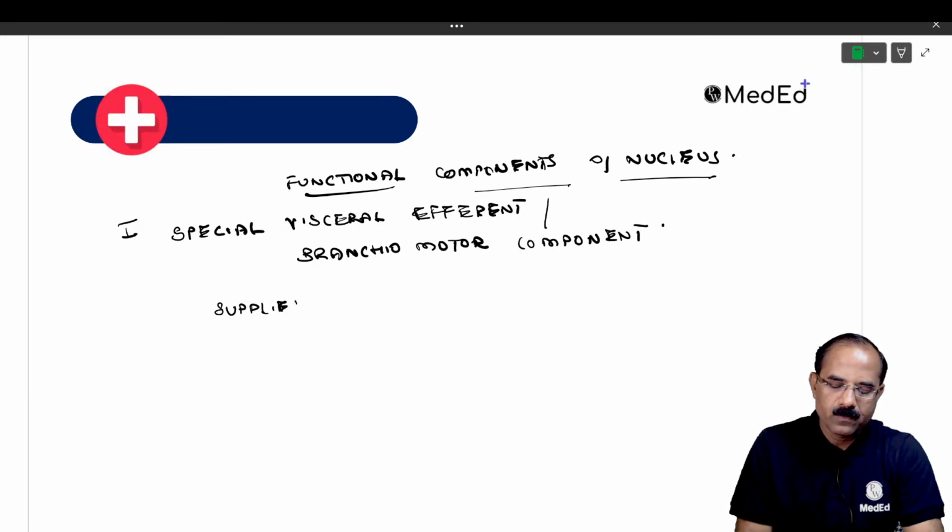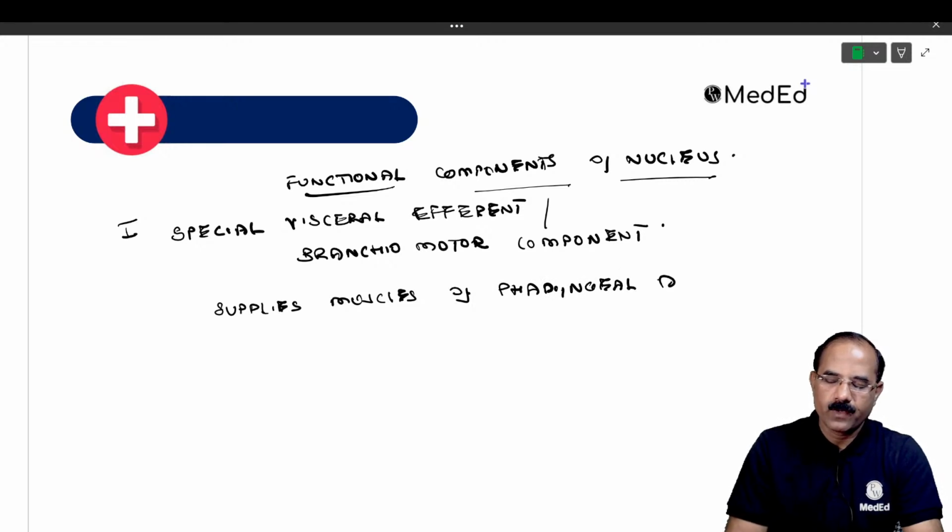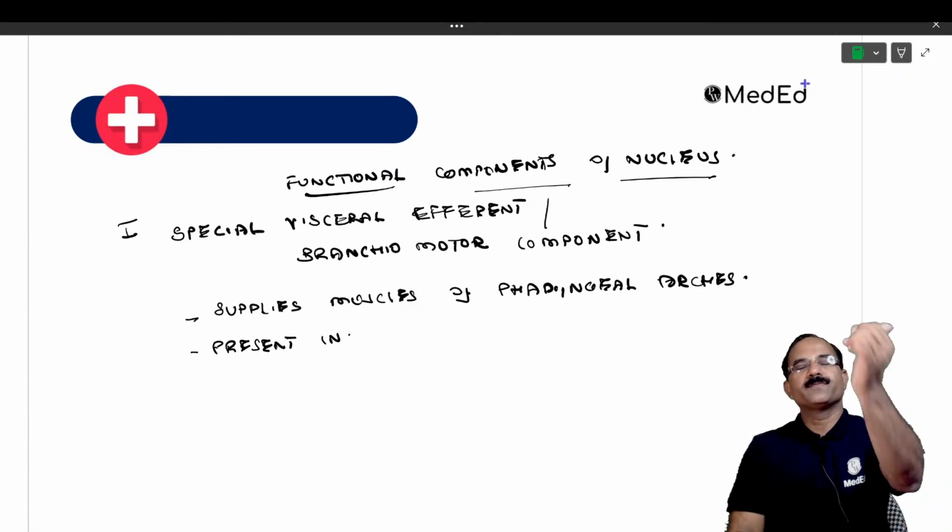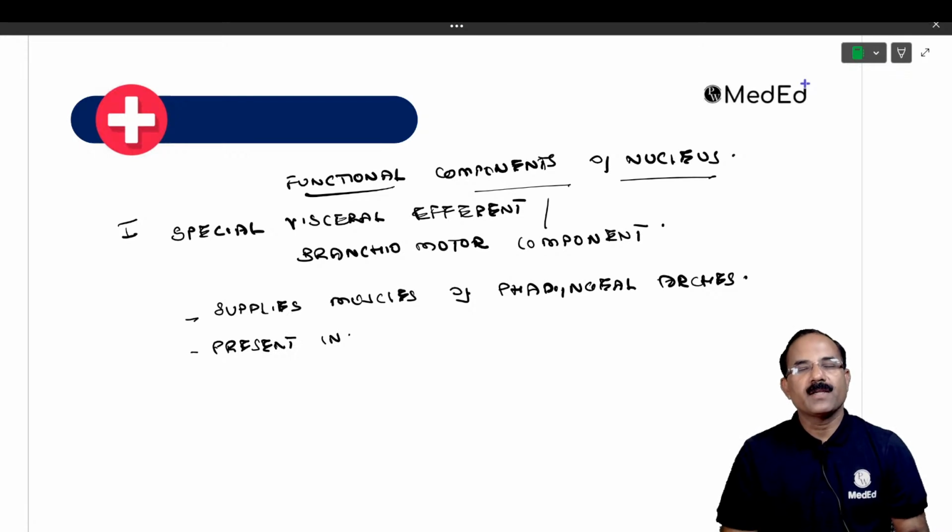Supplies the muscles of pharyngeal arches. Present in. Now tell me, which are the nerves of the pharyngeal arches?